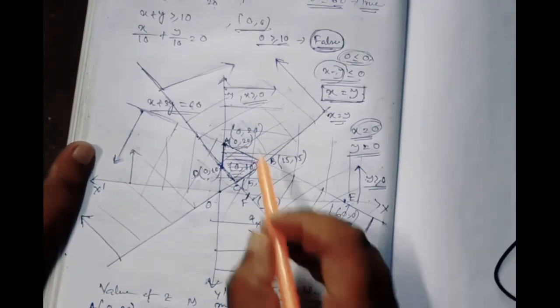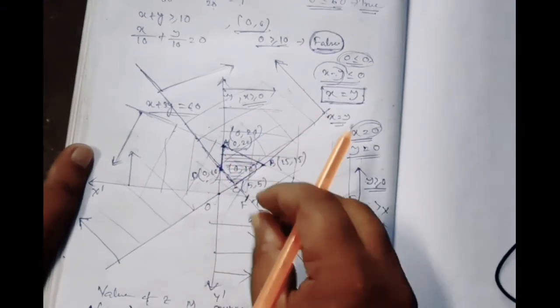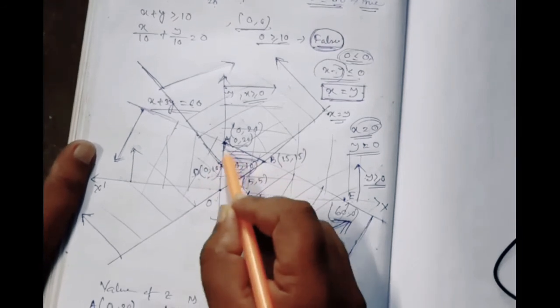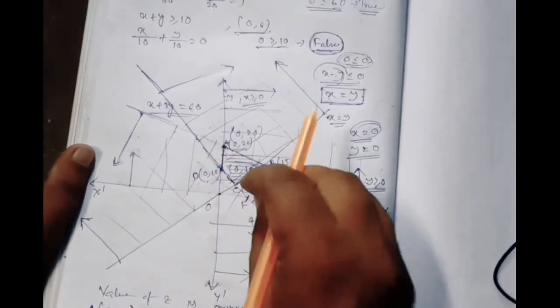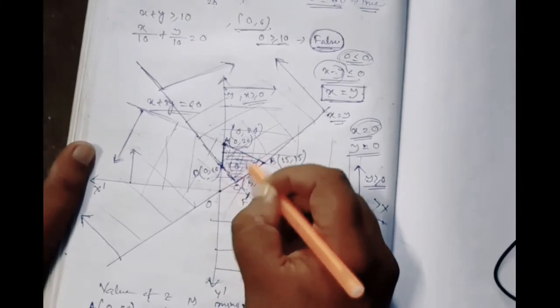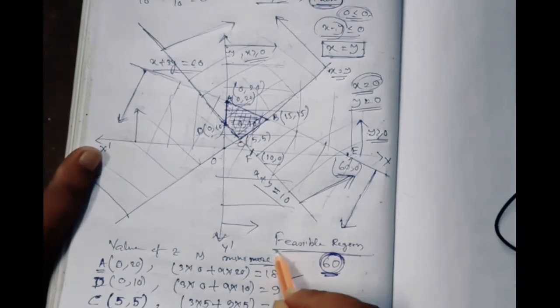Okay, so now we are getting all the intersection of the regions, that is this region. And this region is called the feasible region. This is the feasible region.